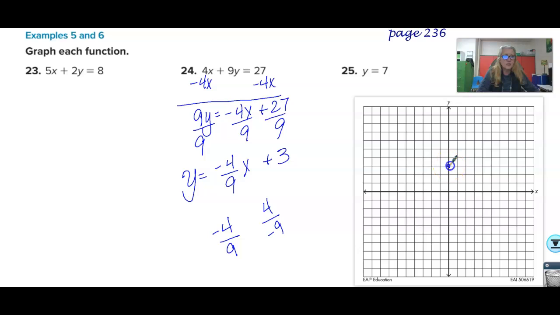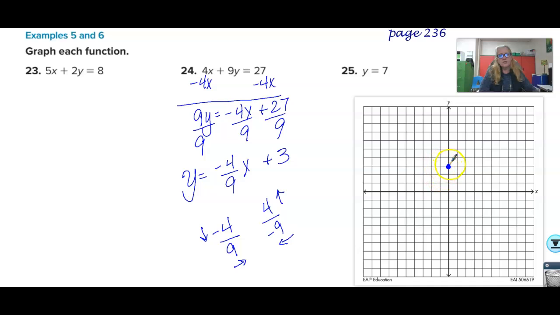So we put our starting point on the y-intercept right there at 3. If it were a negative 3, we'd start down here. We haven't had any of those yet, have we? We haven't had any where we had to start on a negative y. And then we use our slopes. This is down, this is up, this is right, this is left.